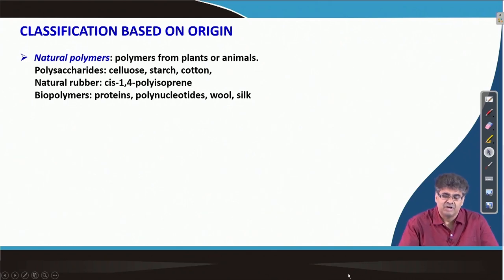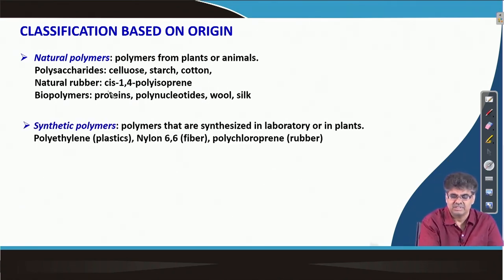As we discussed, polymers can be obtained naturally from plant or animal based materials, for example, polysaccharides, cellulose, starch, cotton and natural rubber, cis-1,4-polyisoprene, and then biopolymers like proteins, nucleic acids and wool, silk. We can also have completely synthetic polymers, as we discussed that in 1907 Baekeland was the first who synthesized a completely synthetic polymer, bakelite. But after that many polymers have been made, and most of the useful polymers nowadays in commercialized products are made of synthetic polymers.